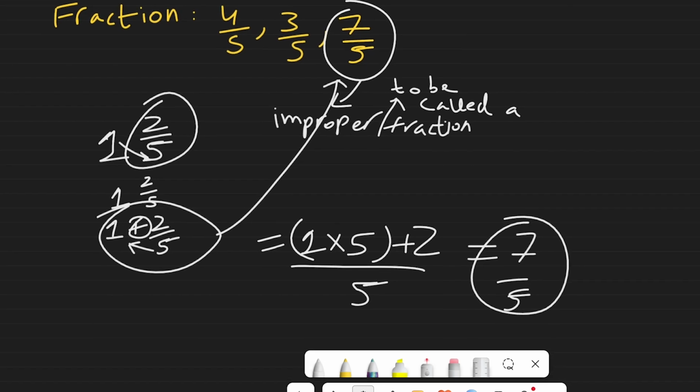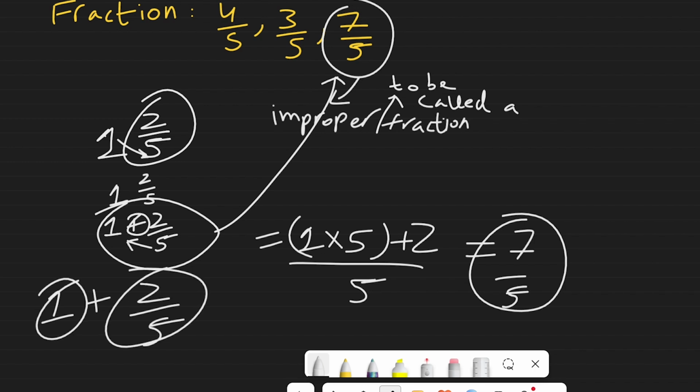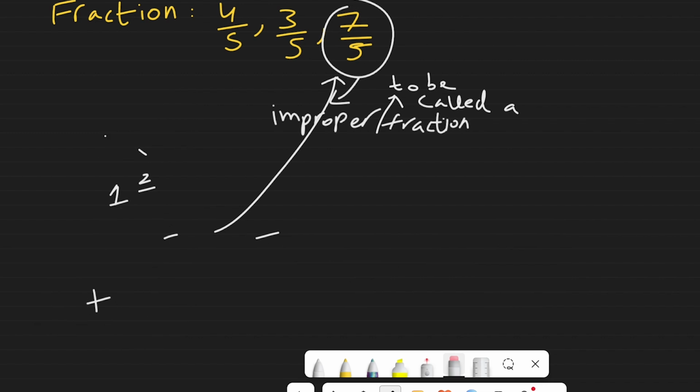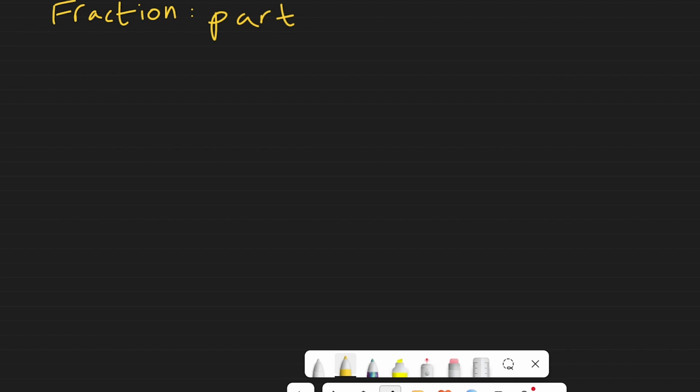But a proper fraction is basically 1 plus 2 over 5, and over here 2 over 5 is a fraction and 1 is a whole. So that is the basic concept of a fraction. A fraction is a part of a whole. Now let's understand what a partial fraction is. First, let me just write the definition. Part of a whole.